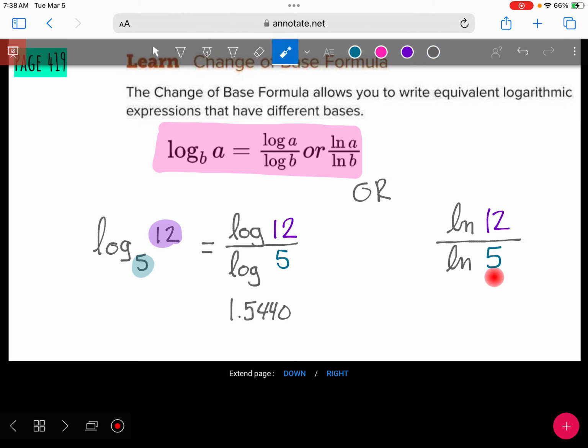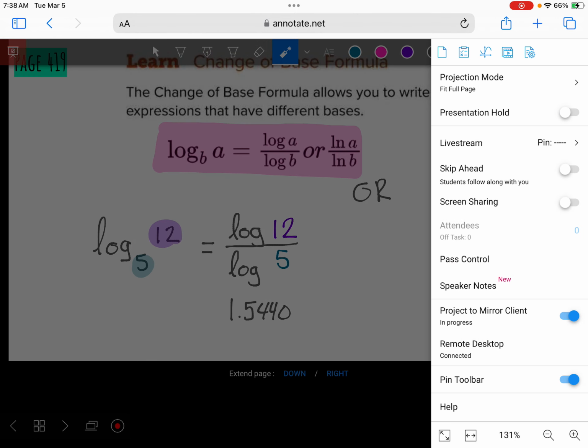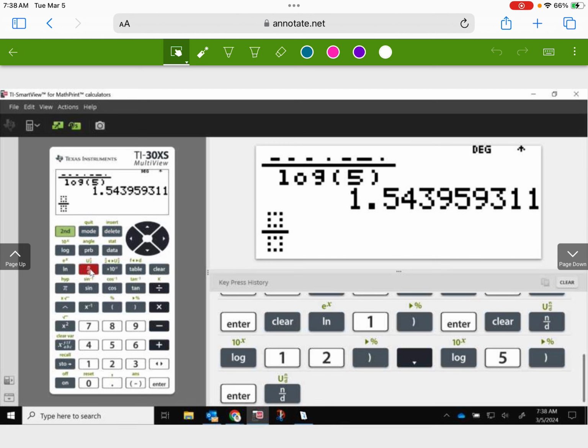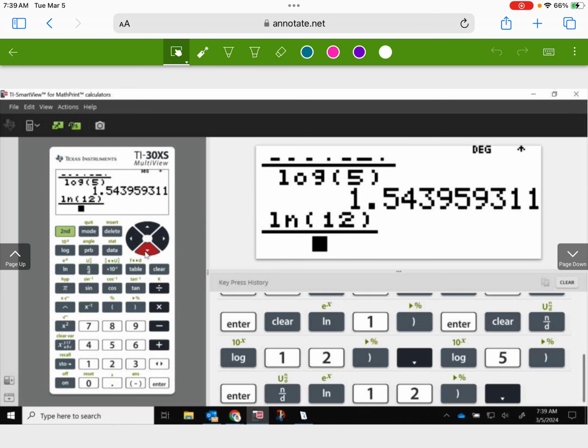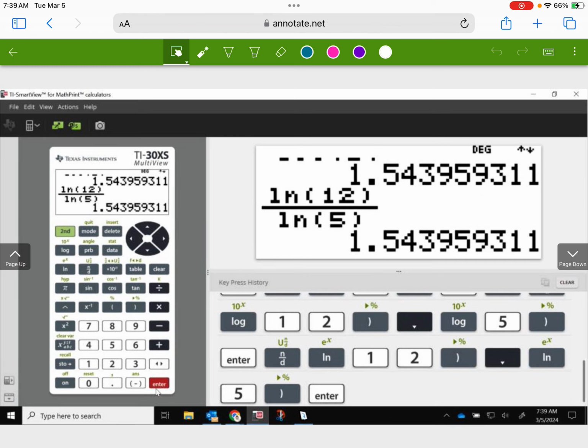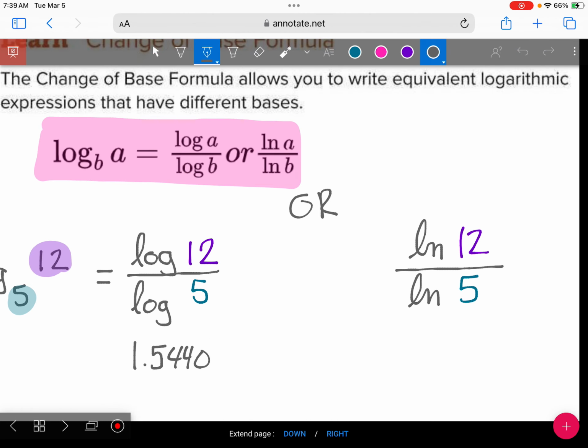I'm going to also type it in with the natural log, and we're going to see if we get the same answer. So again, I'm going to set it up with my fraction button. I have a fraction. On the top, we have the natural log of 12, so ln over ln of 5. And we get, and you can see, looking between the two lines here, exactly the same thing. So it genuinely does not matter if you use the common log or the natural log, whichever one is your vibe, whichever one you're feeling at the time. So we have the exact same solution, 1.5440.